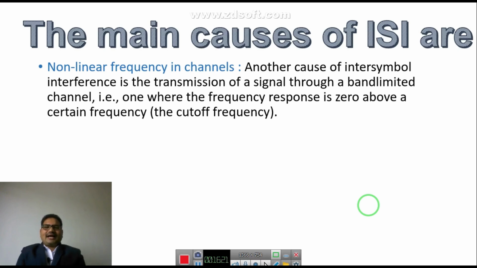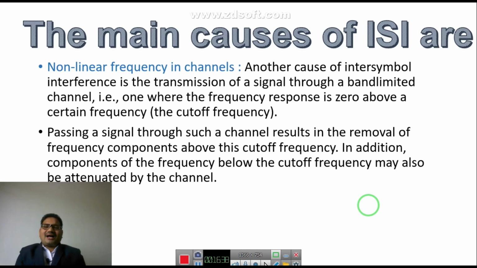It means the transmission of the signal through a band-limited channel, in the sense what? Where the frequency response is zero above a certain frequency, which we call the cutoff frequency. So passing a signal through such a channel results in what? Removal of the frequency components above this cutoff frequency. In addition, components of the frequency below the cutoff frequency may also be attenuated by this channel.